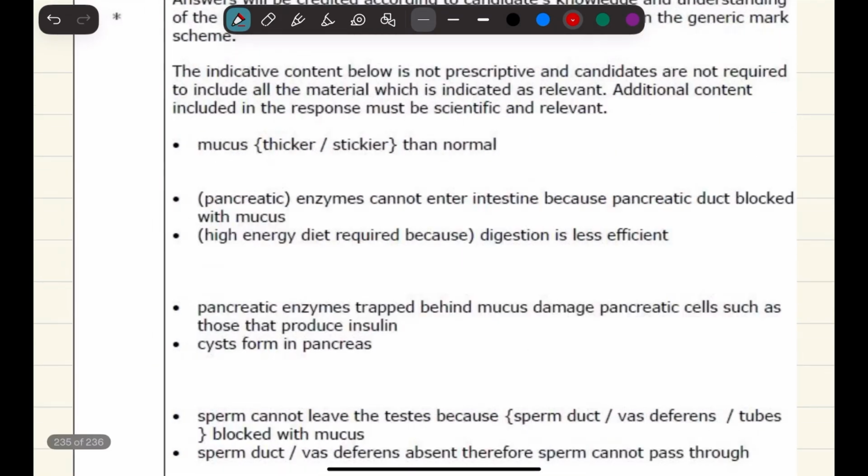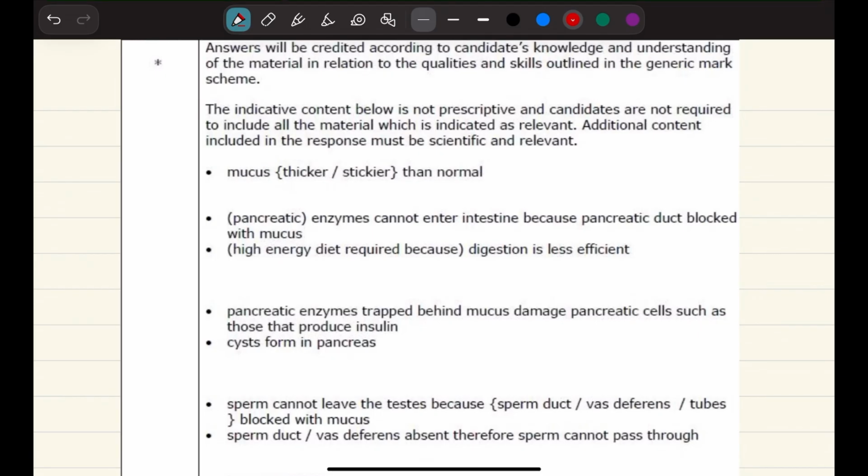Okay, and here are your answers. So, cystic fibrosis, we always need to mention the primary thing. The primary thing about this disease is that the mucus is thicker. Yeah? Then let's go system by system.